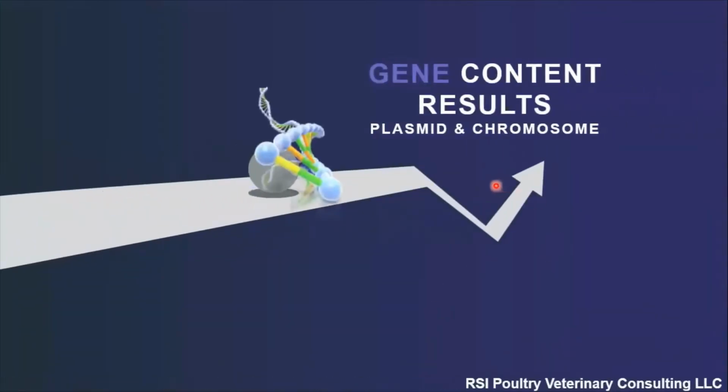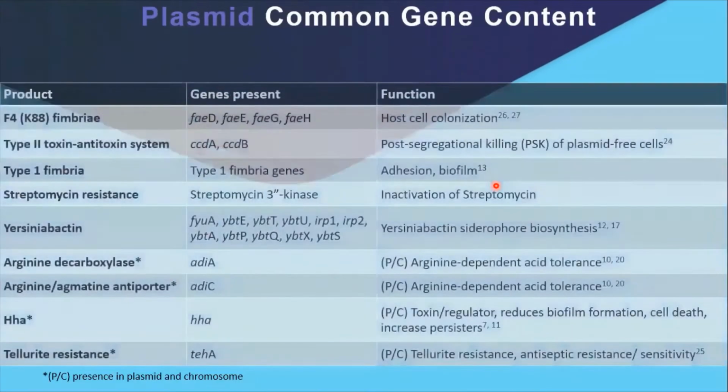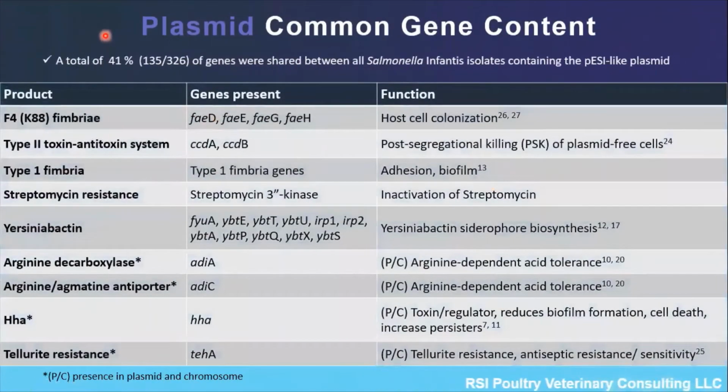Gene content results, plasmid and chromosome. Let's start with the plasmid analysis. Overall, a total of 41% of genes in the plasmid were shared between all the isolates carrying the plasmid. Among those genes identified, we have the K88 fimbria, which is a group of genes that participate in host cell attachment. We have the CCDA and CCDB genes, which are involved in plasmid maintenance in bacterial populations and have been suggested as potential drug targets.